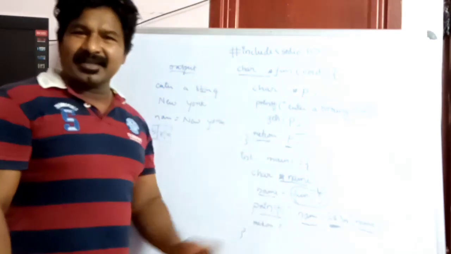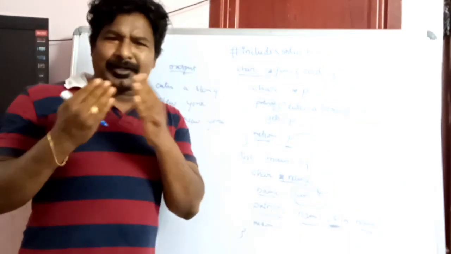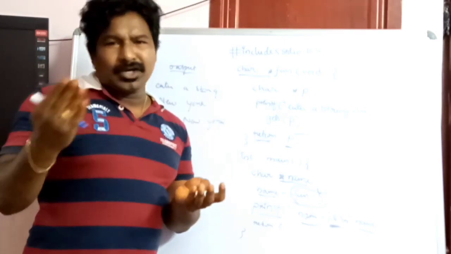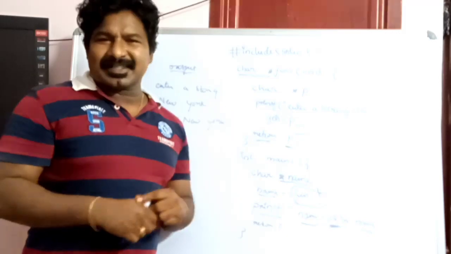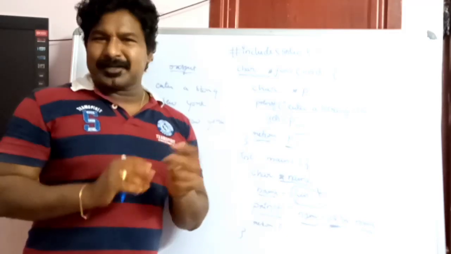So this is another example where you can use character pointers and functions for returning strings to the calling function. Okay, so this is the second example, the second use of strings and pointers.